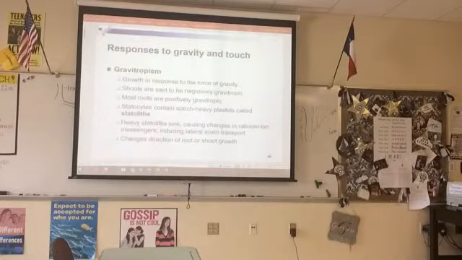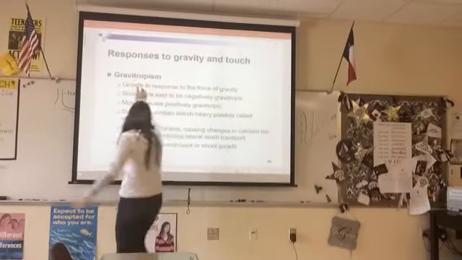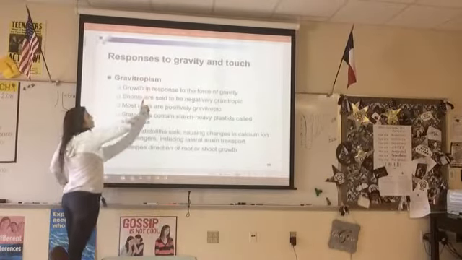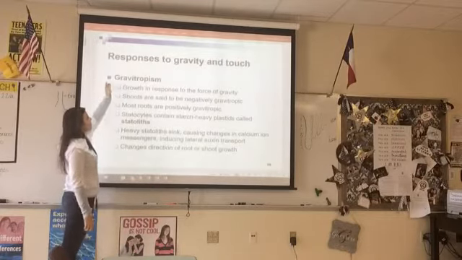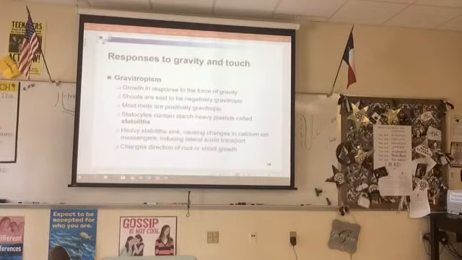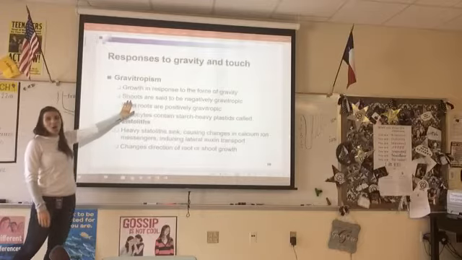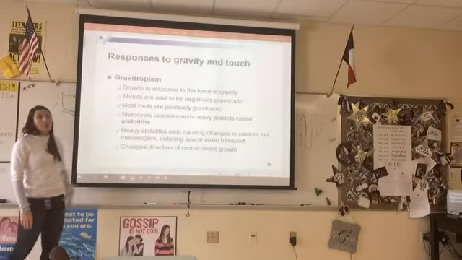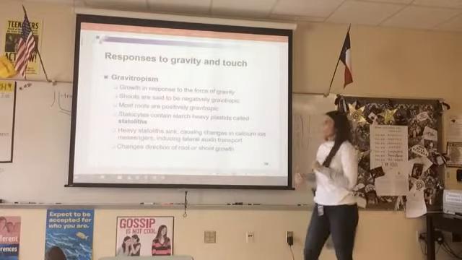Okay, so responses to gravity. Again, tropism just is talking about a plant's response. So preceding it with gravitropism means that we're talking about a plant's response to gravity, a growth response as a result of the force of gravity. Shoots are negatively gravitropic. Roots are positively gravitropic. So going against it and going with it.